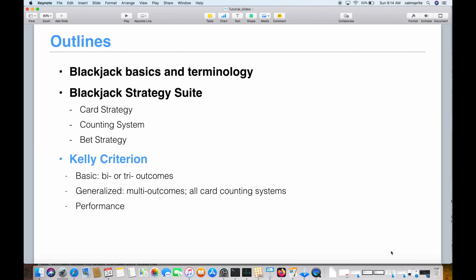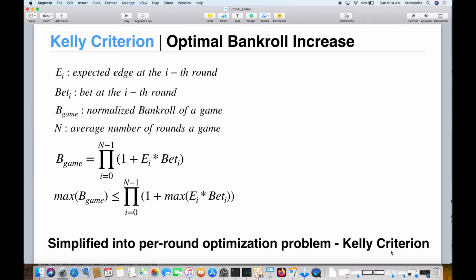In this episode, we will introduce the Generalized Kelly Criterion. Let's consider the ultimate question: how can we achieve optimal long-term bankroll growth? Let E_i be the expected edge in the round of number i, and bet_i be the wager in that round, expressed as a percentage of the total bankroll.